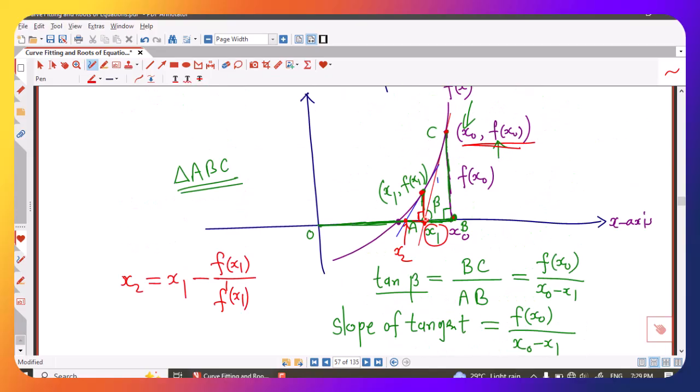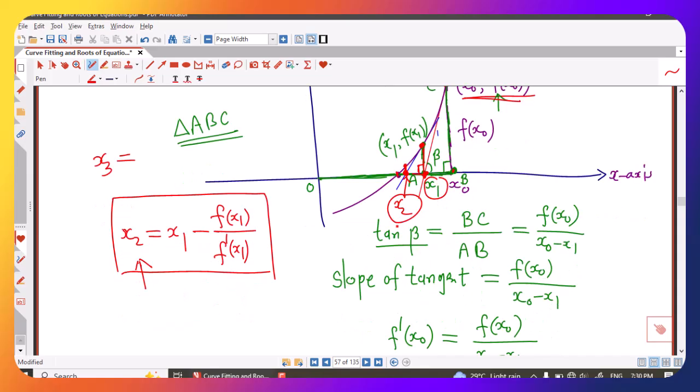After that, we consider the tangent to the curve at this point, which is x1 comma f of x1, and we find the point of intersection of this tangent with x-axis, which we denote by x2, and formula for x2 will be this. In the next step, we will consider tangent to the curve at this point, and we will see at which point that tangent intersects with x-axis, and that point will be denoted by x3. So you can see, if our initial guess is near to the actual root, then our sequence of approximations will converge to the actual root.